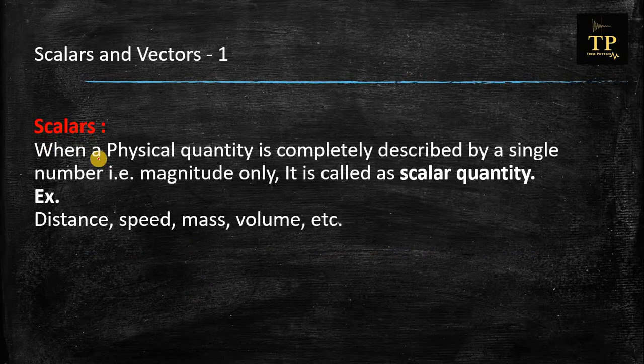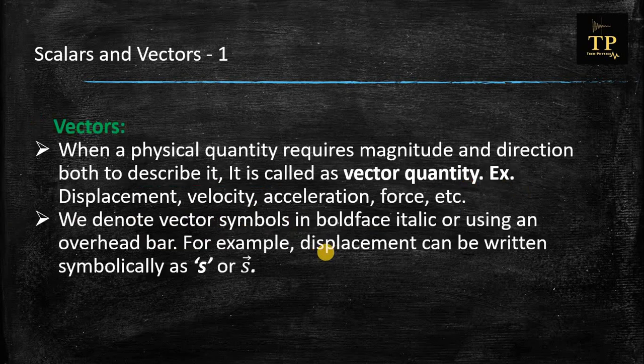Scalars. When a physical quantity is completely described by a single number, that is magnitude only, it is called a scalar quantity. Examples are distance, speed, mass, volume, etc. Vector quantity. When a physical quantity requires magnitude and direction both for its description, then it is called a vector quantity. Examples are displacement, velocity, acceleration, force, etc. Always remember vectors are shown by an overhead bar if we have to represent them symbolically, or written as bold and italic.